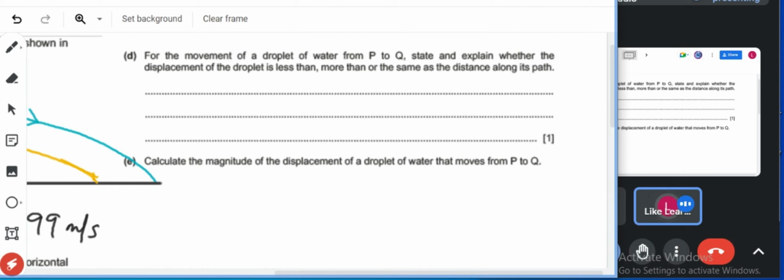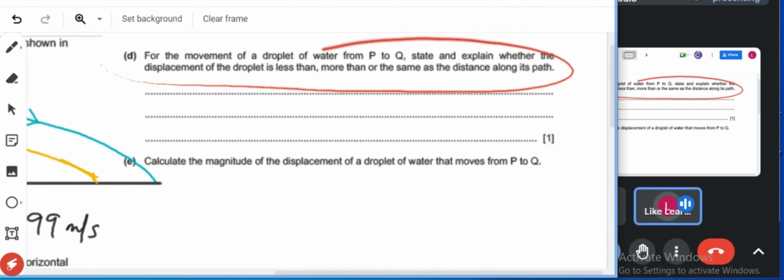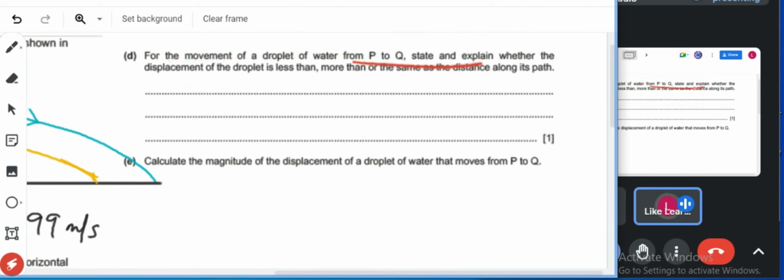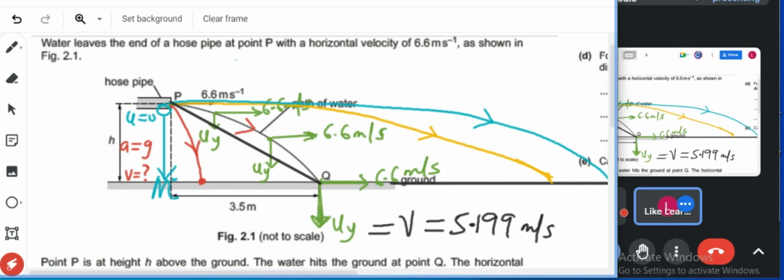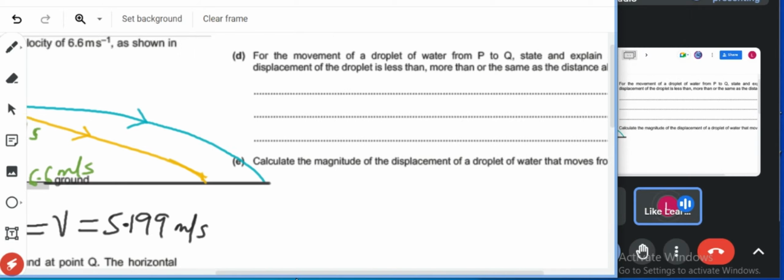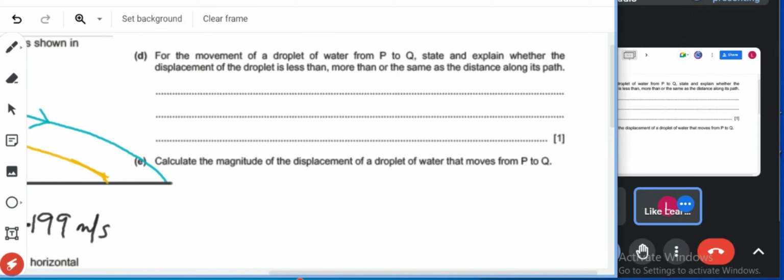Okay, so from what you can see, for the movement of a droplet of water from P to Q, state and explain whether the displacement of the droplet is less than, more than, or the same as the distance along its path. So what did you say? What do you think? You know, the displacement is just this straight line from P to Q, is it not? Yeah, so it will be less than the trajectory, which is the curve, P to Q. So state and explain.